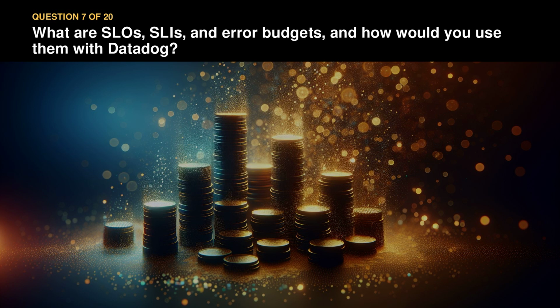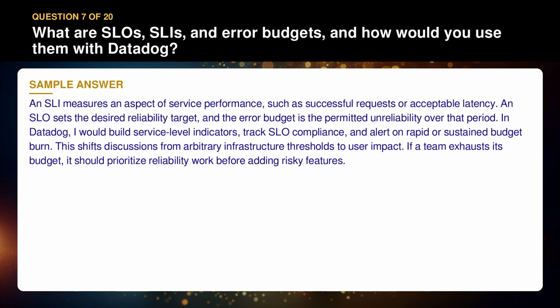Question 7. What are SLOs, SLIs, and error budgets, and how would you use them with Datadog? An SLI measures an aspect of service performance, such as successful requests or acceptable latency. An SLO sets the desired reliability target, and the error budget is the permitted unreliability over that period.